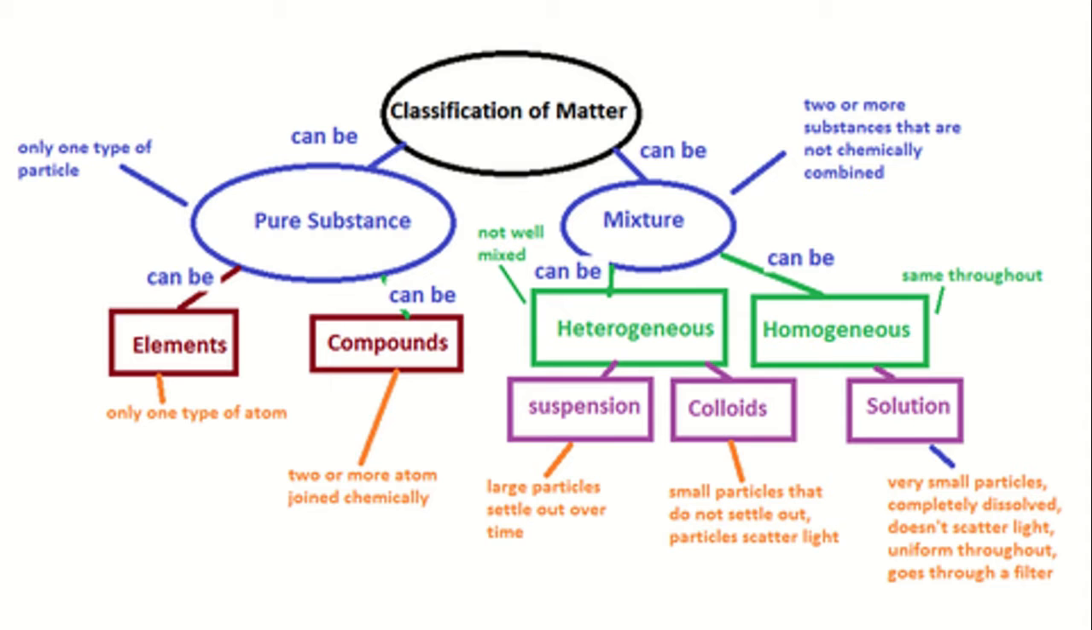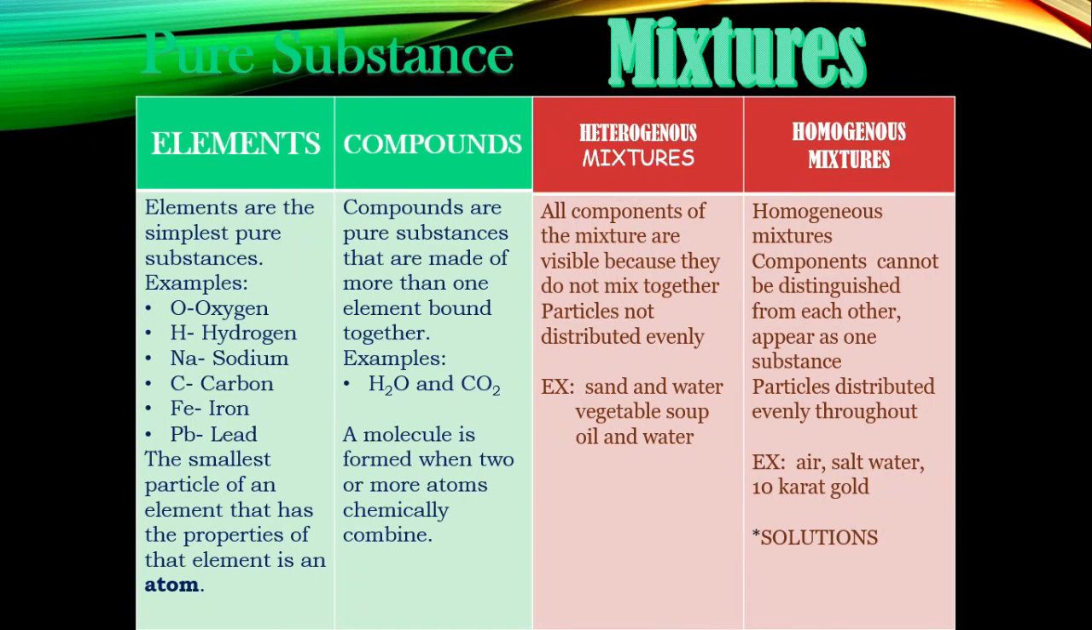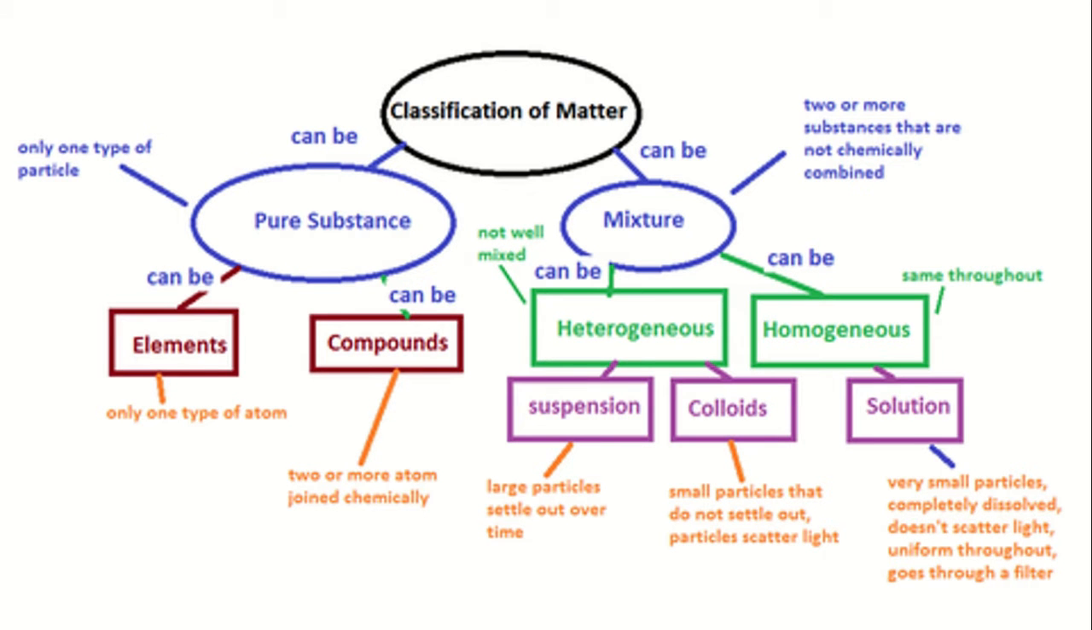The type of particle that composes these pure substances could either be elements or compounds. Now, when we speak of elements, these are the simplest pure substances. An example of these are oxygen, hydrogen, sodium, carbon, iron, and lead. Now, the smallest particle of an element that has the properties of that element is called an atom. So that means the basic unit of elements is the atom, and that these atoms are the ones that undergo chemical reactions. What about compounds?